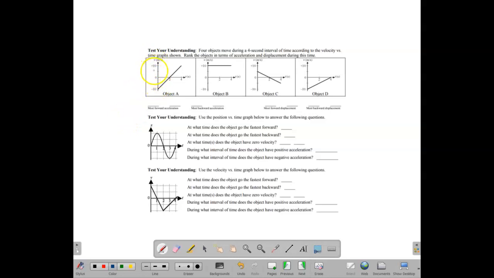Rule number 1 when looking at a graph is we need to look at our axes to see what information is given to us. So we have velocity and time for all 4 of these graphs. That means we know the slope of a velocity versus time graph is acceleration, and the area under the curve is our displacement. So first things first, we can do our acceleration or we can do the displacement.